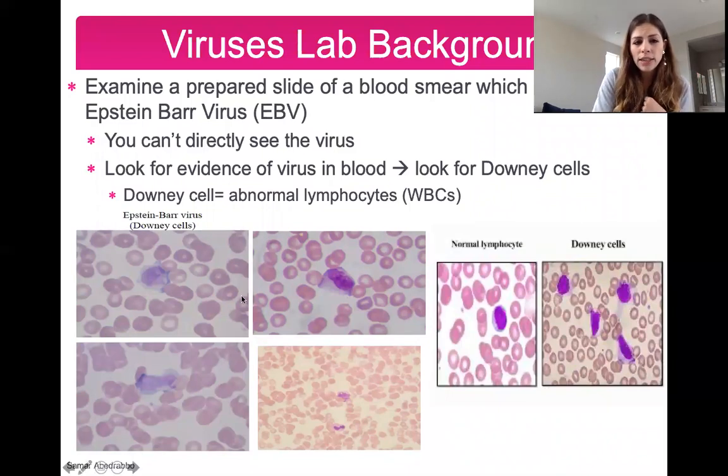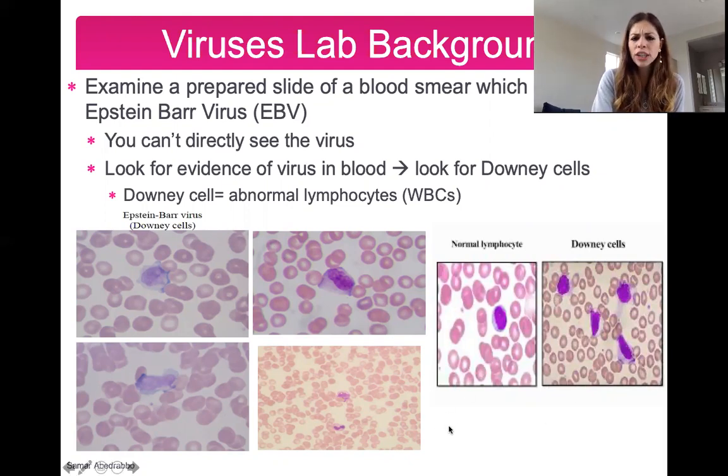These are all blood smear pictures, and these are all red blood cells. But when you look at blood, there's red blood cells, there's white blood cells. There's a lot of different types of lymphocytes, which are white blood cells. Downey cells are white blood cells that look abnormal, and these indicate that this person was possibly infected with the Epstein-Barr virus. So again, Downey cells are lymphocytes that look abnormal. If you look at this one, and this one, and you compare it to a normal lymphocyte picture, you can see that they look abnormal. And this will be easier when you look at what healthy lymphocytes look like under the microscope.